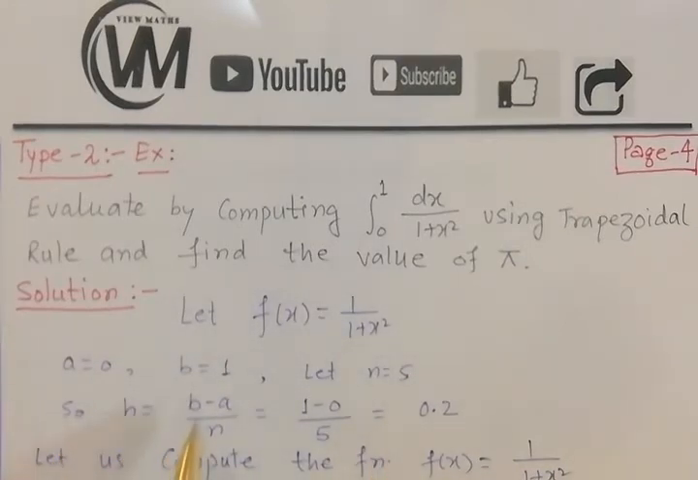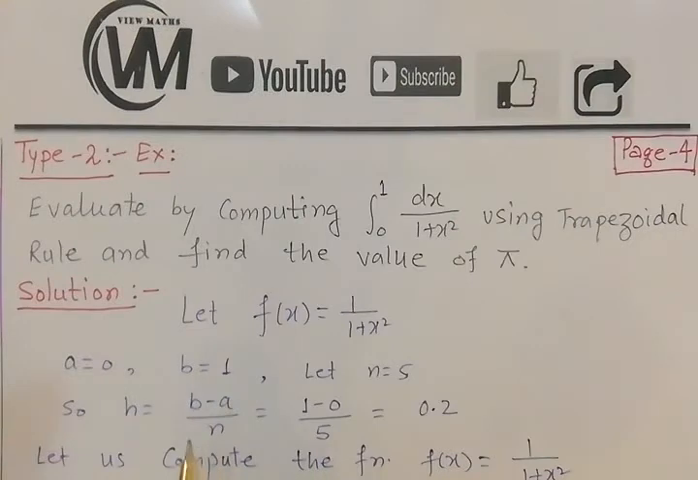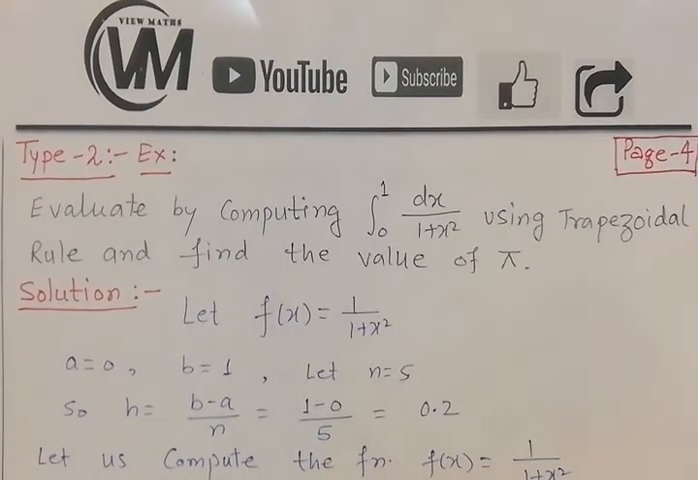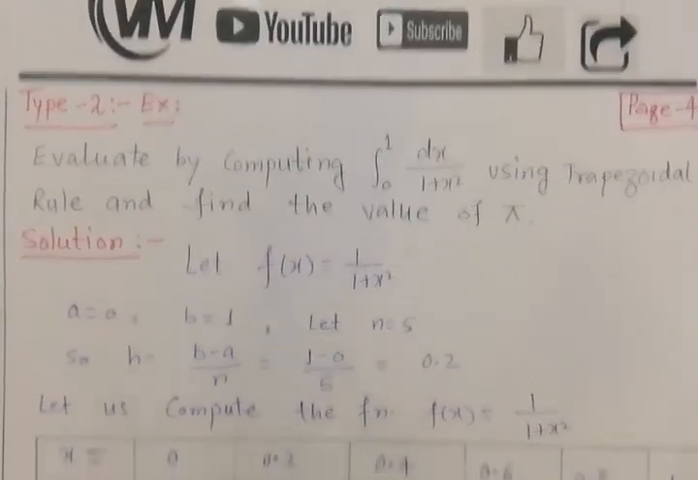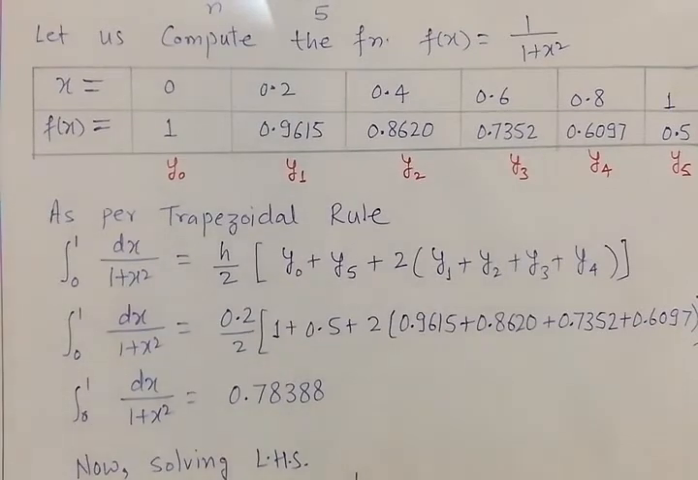So h is equal to b minus a upon n. So put the values of b and a: b is equal to 1, a is equal to 0, n is equal to 5, and calculate. So h comes as 0.2. Now you can find out the spacing between the two ordinates will be 0.2. Now we are constructing the computation table. See how we calculate it.